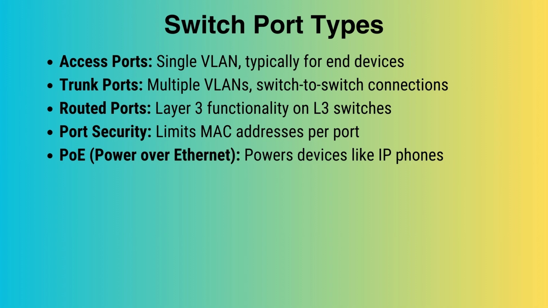Each access port is assigned to a single VLAN, ensuring that the connected device can only communicate with other devices in the same VLAN. This configuration is straightforward and ideal for environments where devices do not need to interact with multiple VLANs. Trunk ports carry traffic for multiple VLANs between switches, or between a switch and a router.